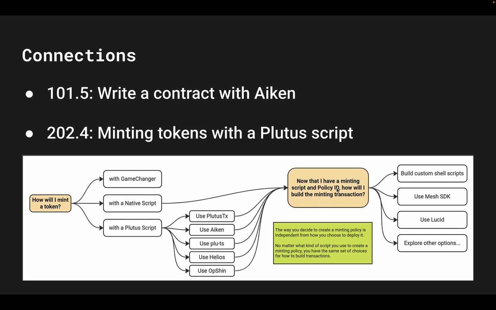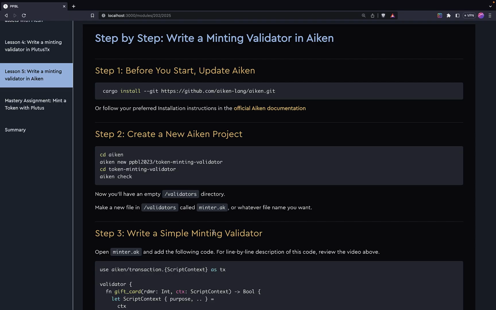And when you get to this point right here, your options reset completely. The way you decide to create a minting policy is independent of how you actually choose to build transactions. You can mix and match options as you go. So in this video, we'll take a quick look once again at how to create a minting policy with Aiken, and I hope you're seeing the context that smart contract programming languages fit into. As usual, we can follow along with the documentation below this video.